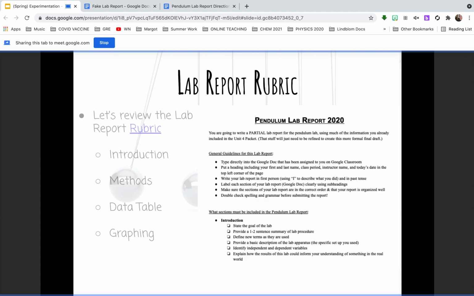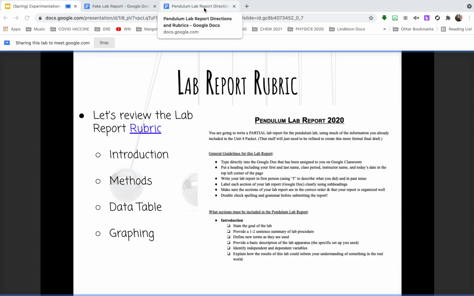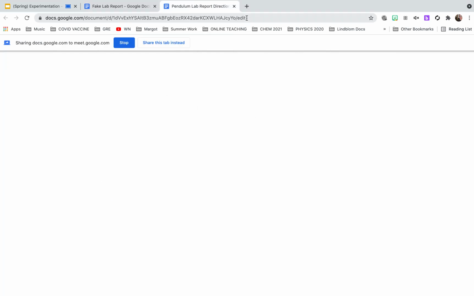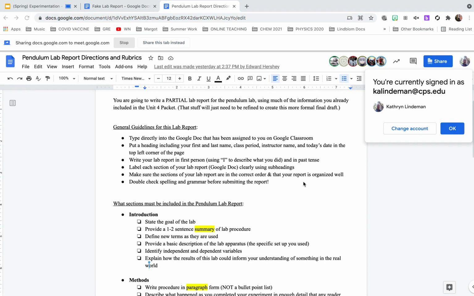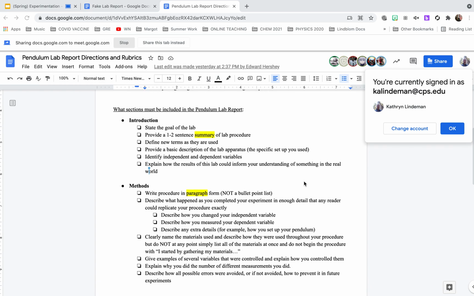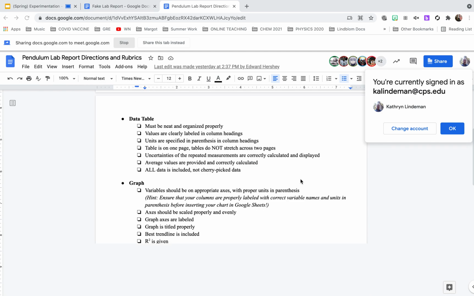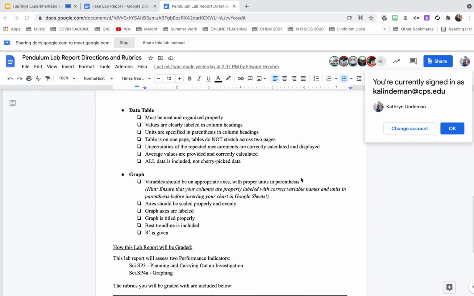All right, so were there any questions about the lab report rubric since yesterday? So really the lab report that you are writing is going to be introduction, methods, and then your data table and your graph. And that's it, okay?